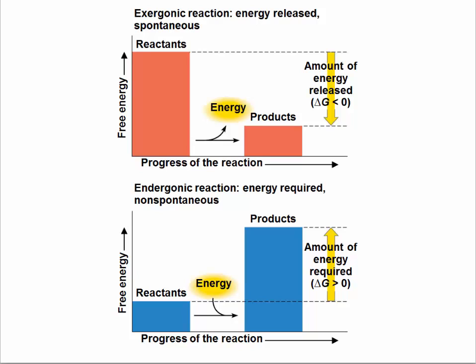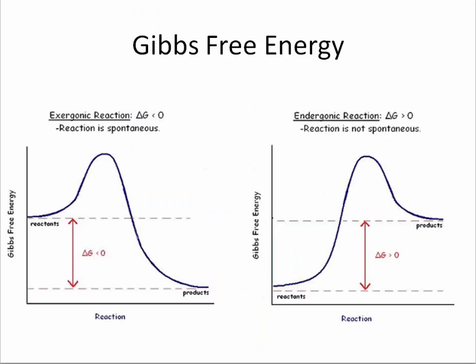In the bottom graph, which is blue, what you see is a small bar to begin with, and those are the reactants, and you have to get products. Well, you're not going to get products unless you add energy to it, because the amount of energy you'll need is more than 0, so it is non-spontaneous, and the reaction is therefore endergonic.